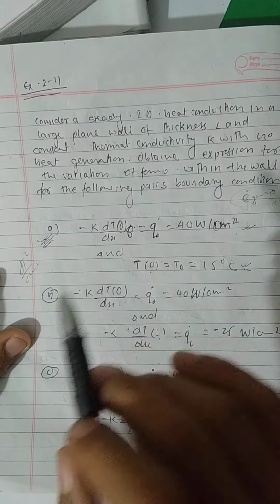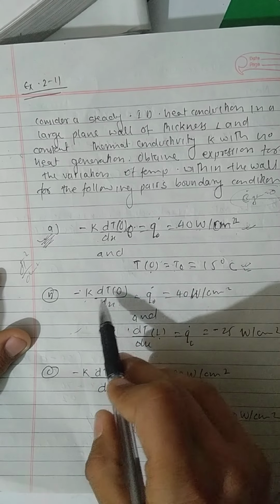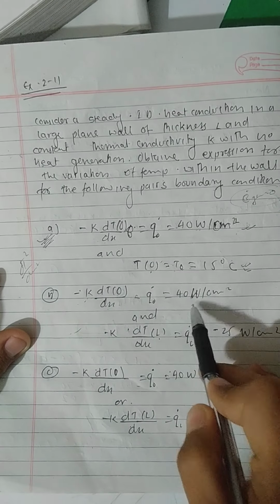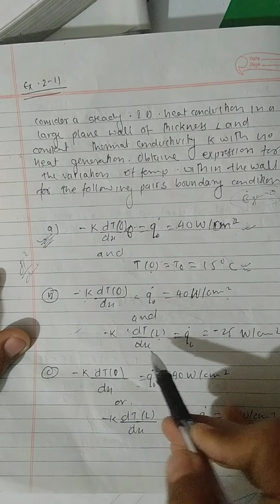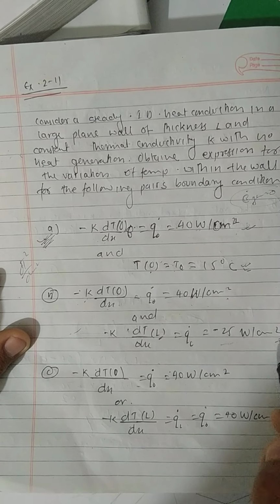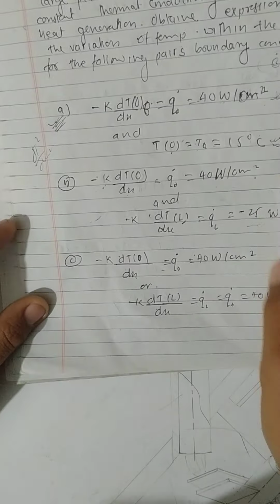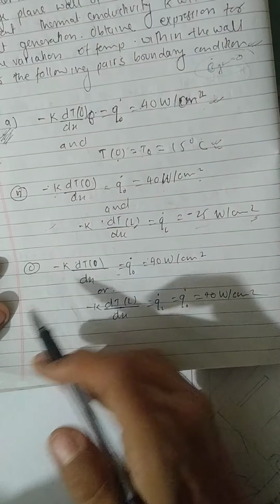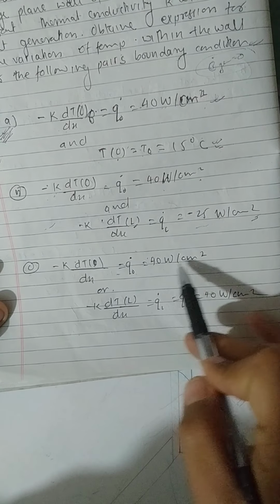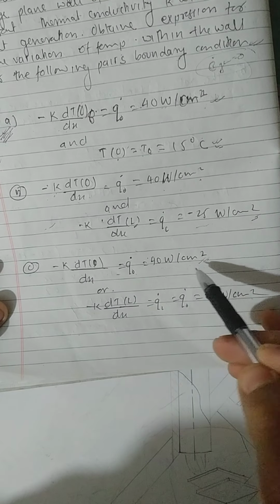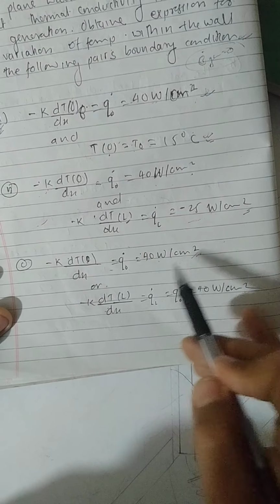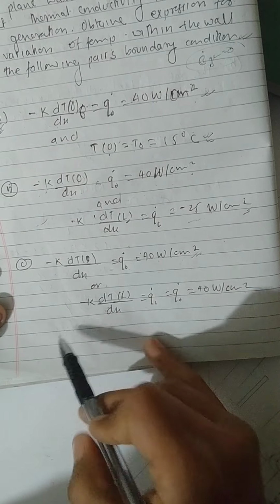For B, the flux is given: minus k dT/dx at x equal to 0 is 40 watt per meter square, and at x equal to L the flux is given as minus 25 watt per centimeter square. In a third boundary condition, minus k dT/dx at x equal to 0. What is the temperature distribution? What is the heat flux? 40 watt per centimeter square, or at the distance x equal to L, like this.